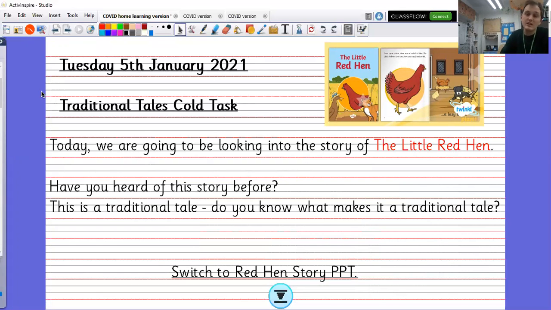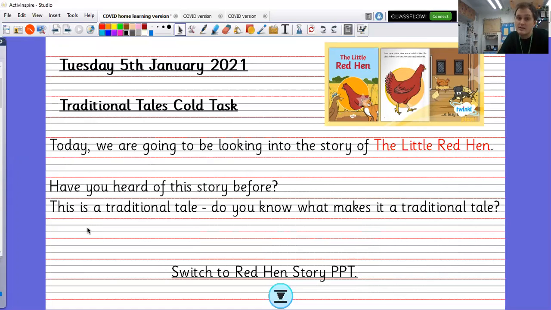Okay, today we're going to be looking into the story of the Little Red Hen. And here's a little picture of what that story looks like. There's a couple of quick questions here. Have you heard of it before? Maybe you've read this story before. Maybe you've never heard it before, and it's going to be a new story that I'm going to share with you.